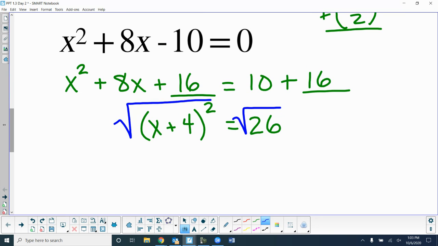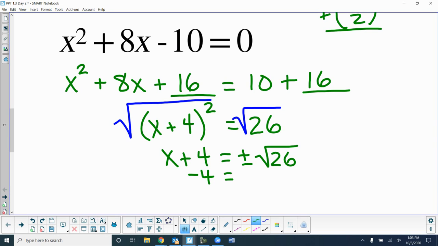So we get x plus 4 on the left. The square root of something squared is itself. Don't forget your plus or minus. And simplify this, but when you do your factor tree, it's just 2 times 13. You can't pull anything out. So to finish up, just subtract the 4 on both sides, and we're done. I like to put the number in front of the radical, so I always write it negative 4 plus or minus square root 26.